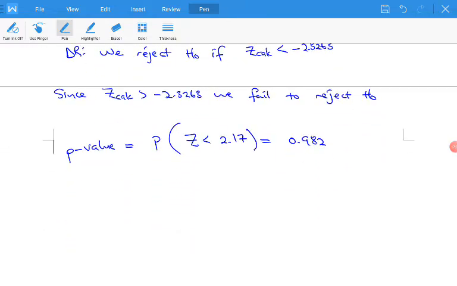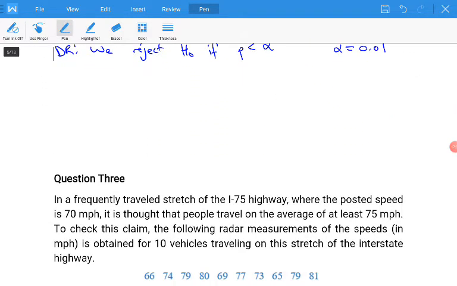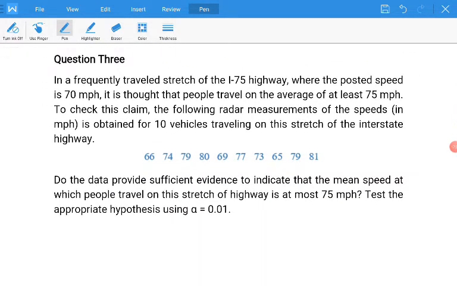So using the p-value to make the conclusion, our decision rule would be we reject H naught if p is less than alpha. And in this case, our p is greater than alpha. Mind you, our alpha value is equals to 0.01. So our p is greater than alpha, so we are failing to reject the null hypothesis. So now let's go on to question number 3.